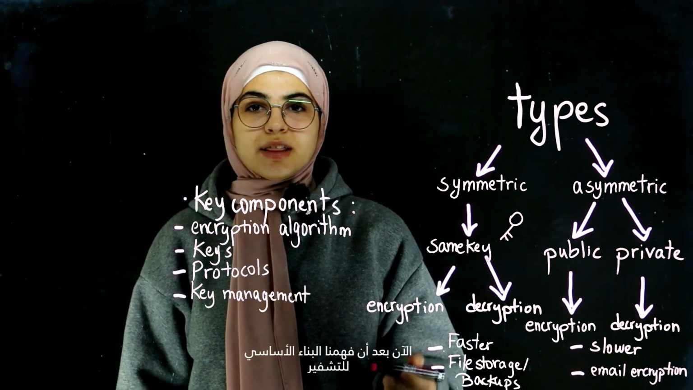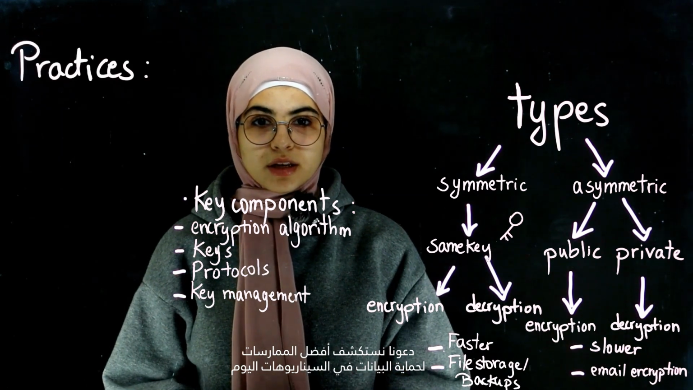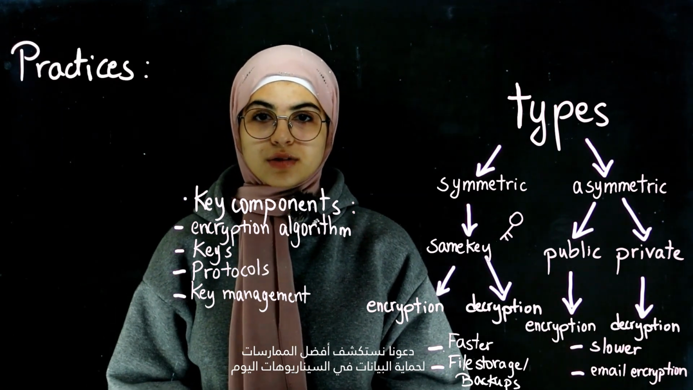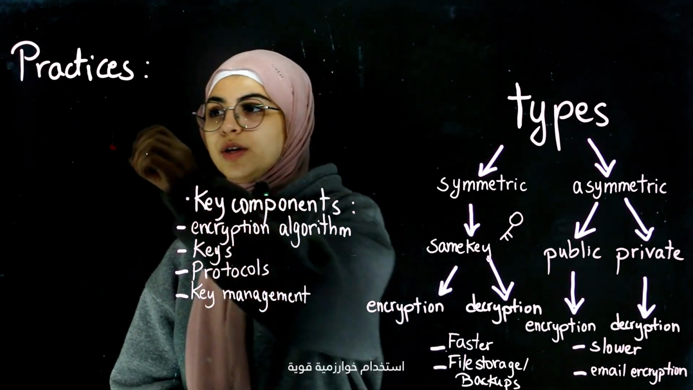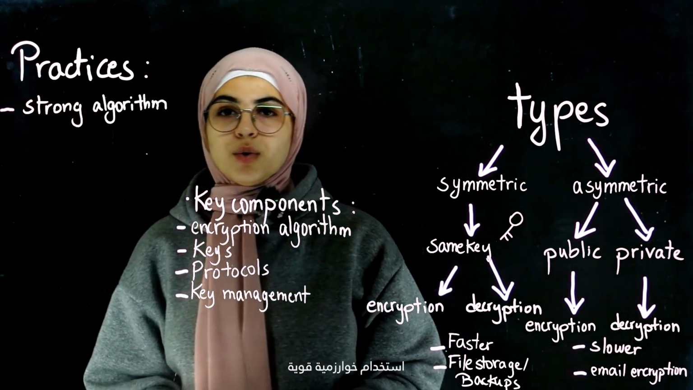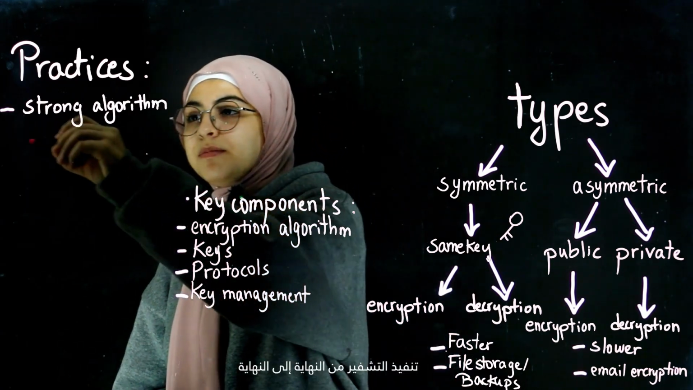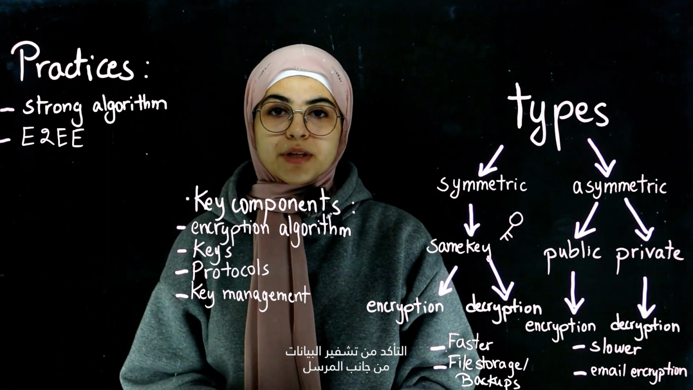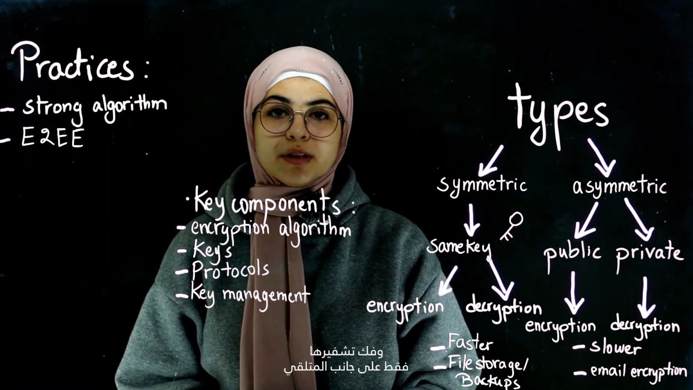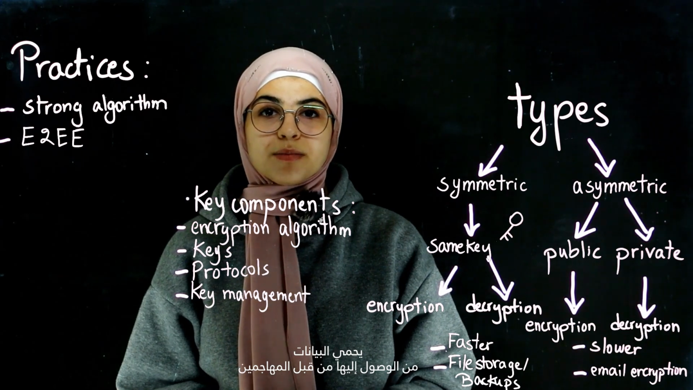Now that we understand the building blocks of encryption, let's explore the best practices to protect data in everyday scenarios, from securing files to encrypting online communication. Use a strong algorithm. Weak or outdated algorithms are easier to attack. Implement end-to-end encryption. Ensure that data is encrypted on the sender side and decrypted only on the receiver side. It protects data from being accessed by attackers.